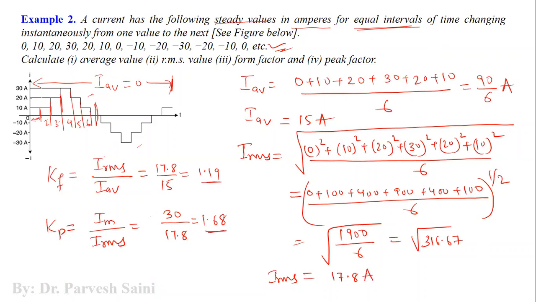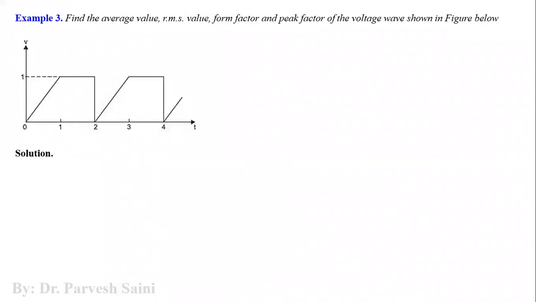So this is one type of case basically. If you find such a type of case to solve, you can solve it in this particular manner. Now let us come to one more type of case, in which we have to calculate the average value, RMS value, form factor and peak factor of the signal shown by this particular waveform. Now how to solve this type of numerical and calculate the required values.